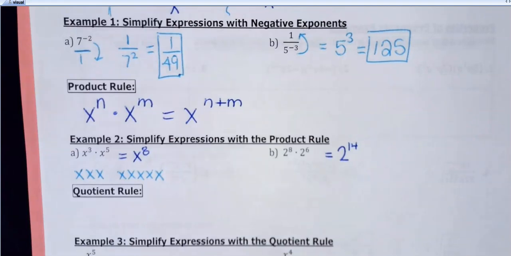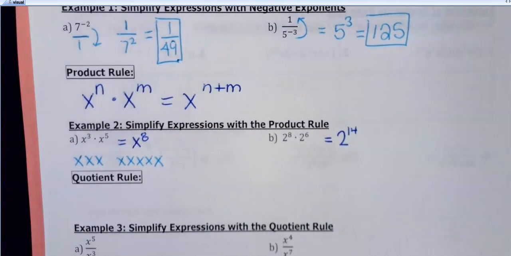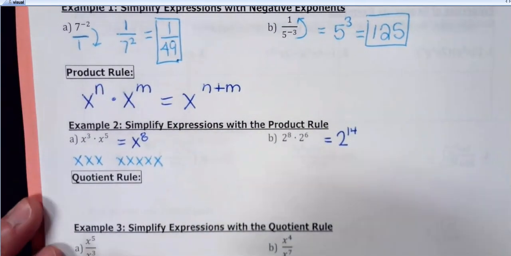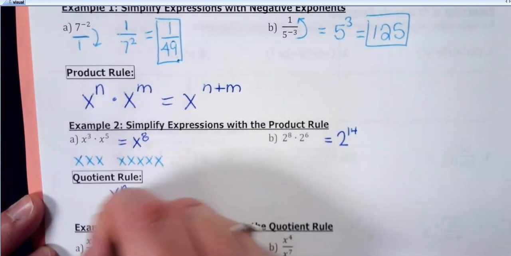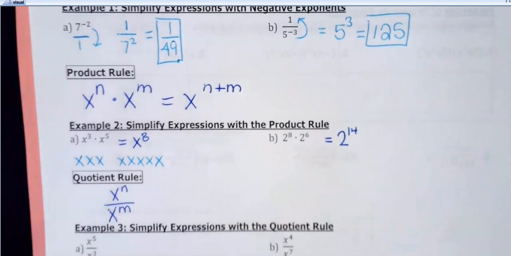All right. Now, quotient, product is multiply, quotient is divide. So quotient rule would look something like this: x to the n over x to the m. So I'm going to divide like bases here. Can anybody raise your hand, tell me what do you do with the exponents in that situation?